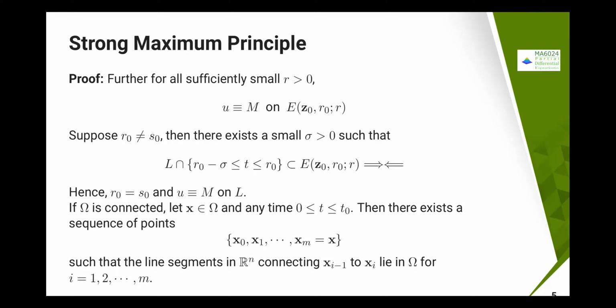So that means in both cases we are going to get some contradiction. Now suppose another case: r naught is not equal to s naught, meaning less than or greater than. In both cases, there will be a small sigma such that I can take the intersection with the line segment which I draw.